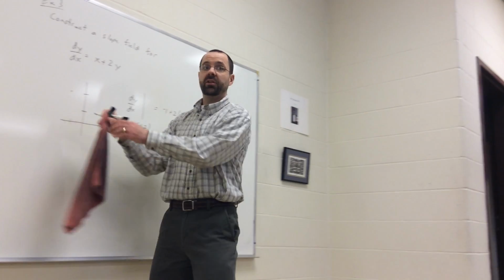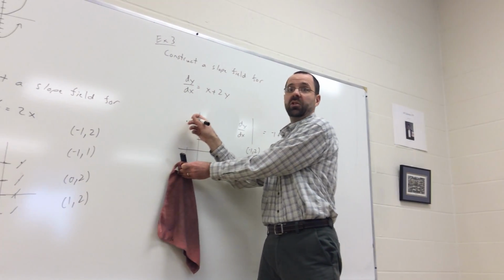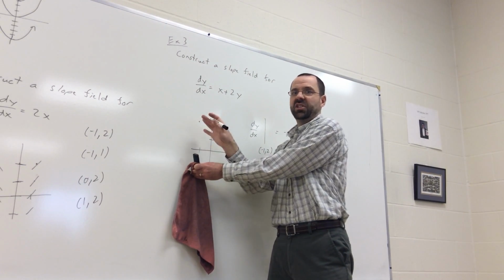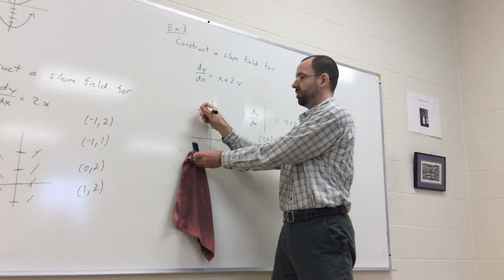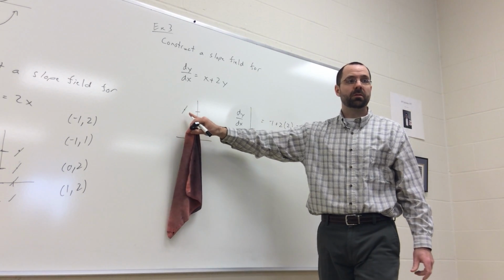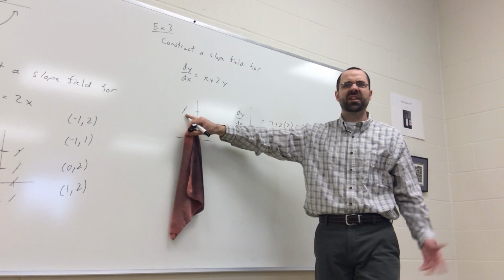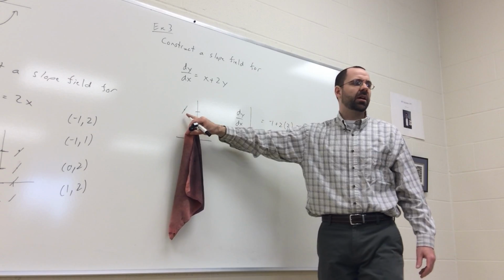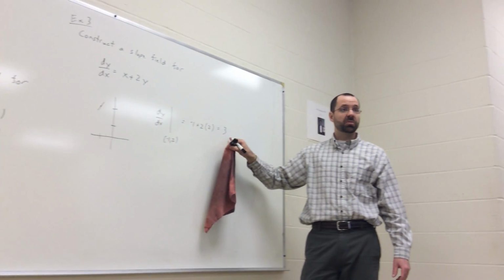So I need to go over here and draw a tick mark whose slope I think is 3. Again, it's not an exact science, but 3 is pretty steep. So there's a line that I think has a slope of 3. And that's showing that at that point the slope is supposed to be 3.